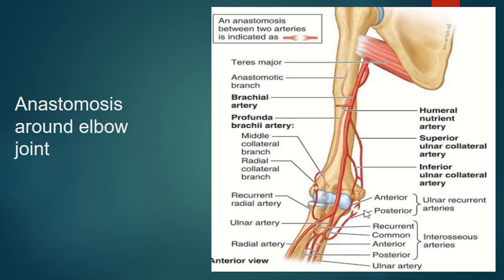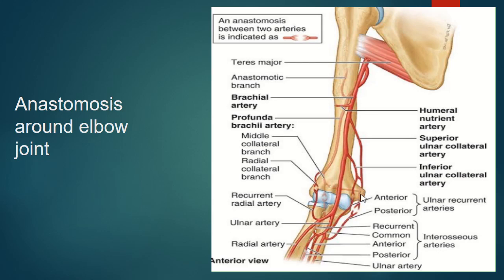Starting from the medial side, we have the anterior ulnar recurrent artery, this one, which is a branch of the ulnar artery. This anterior ulnar recurrent artery ascends and anastomoses with the inferior ulnar collateral artery just in front of the medial epicondyle of the humerus.